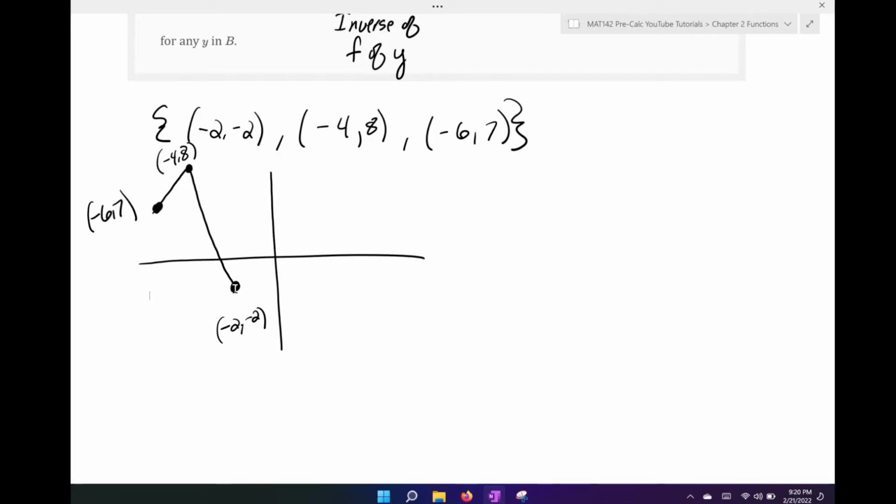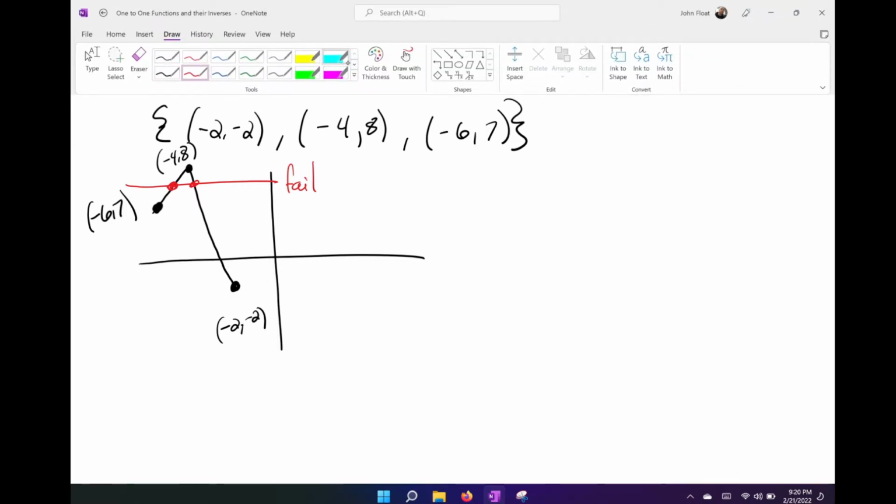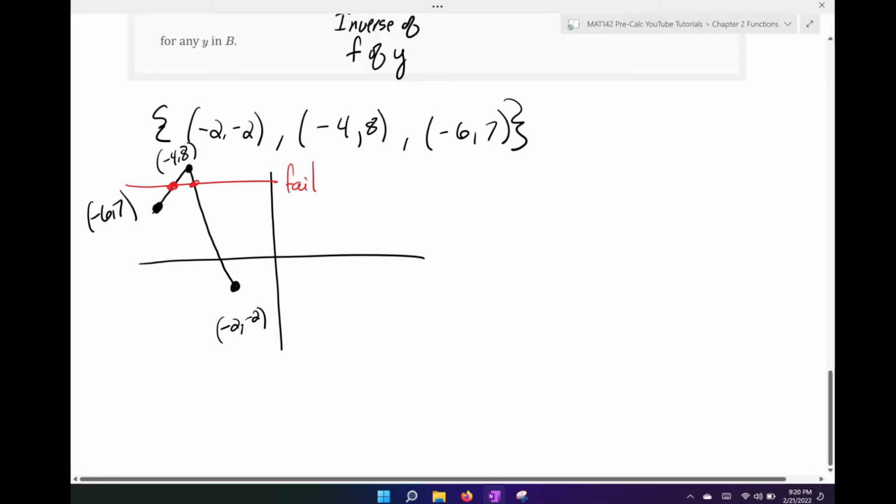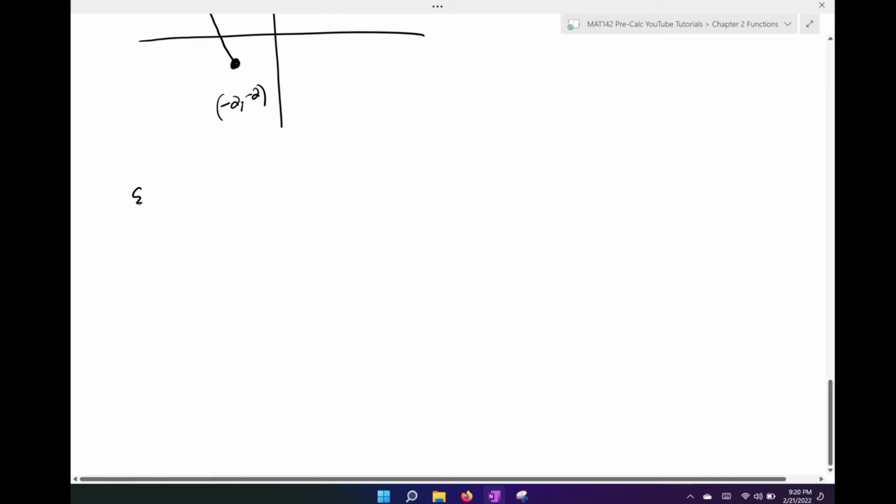And then using our horizontal line test, here we hit twice, so we fail. So this does not have an inverse. Now, let's try this example, which does have an inverse. So we're going to pick the points 0, 2, 1, 4, and 2, 6.